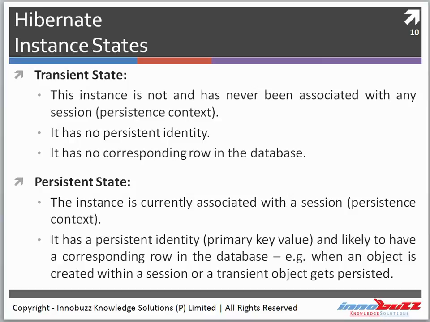Persistent state. A persistent instance has a representation in the database and an identifier value. It might just have been saved or loaded. However, it is by definition in the scope of a session. Hibernate will detect any changes made to an object in persistent state and synchronize the state with the database when the unit of work completes.